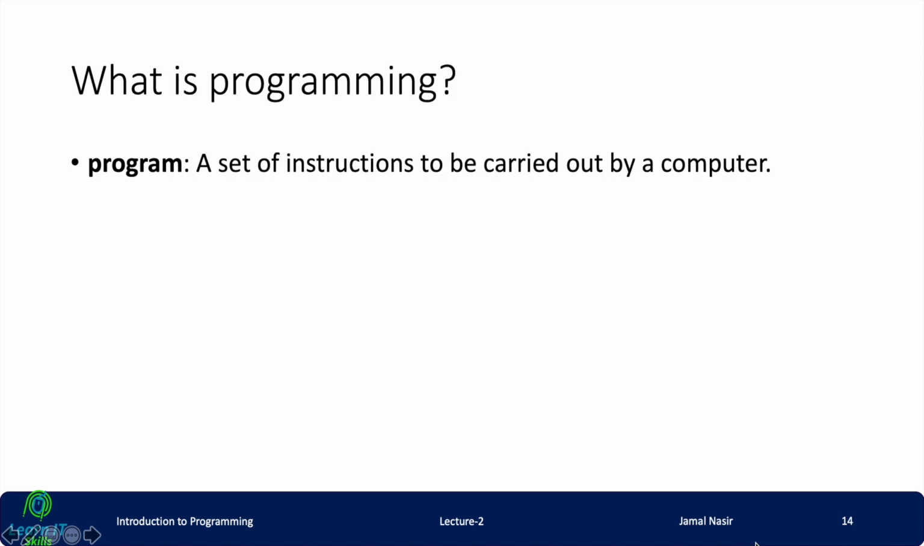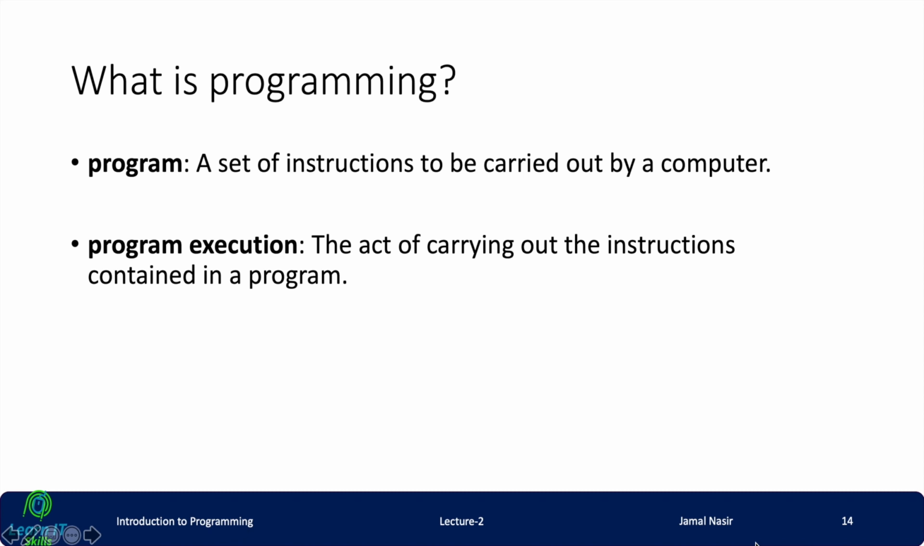What is programming? What is a program? A set of instructions to be carried out by a computer. So 5 instructions, 5 steps. Like if you have to tell your computer what to do in statement form, in steps form: step 1, step 2, step 3, step 4. Okay, so this set of instructions is known as a program. Program execution is the act of carrying out the instructions contained in a program. So after writing a program, we have to execute this program.